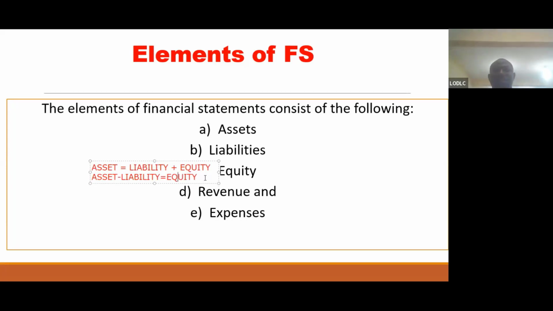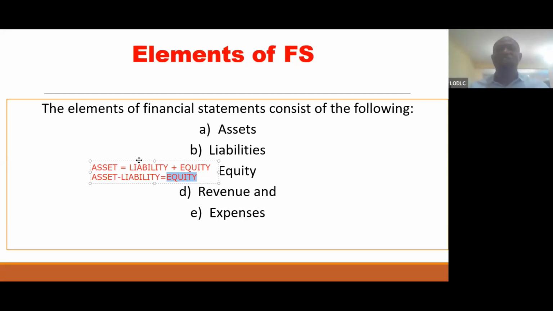You can see, I've made the equity the subject of the formula. So automatically, the implication is that equity simply means the residual interest after liability has been taken care of from the asset. After you might have deducted your liability from the asset, whatever remains is your equity. That's exactly what we mean by equity. All these elements, asset, liability, and equity, can be found in the statement of financial position.